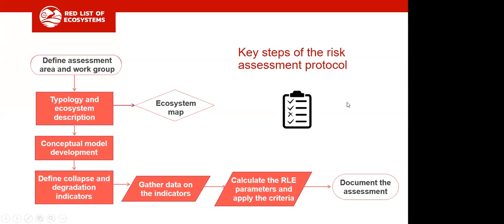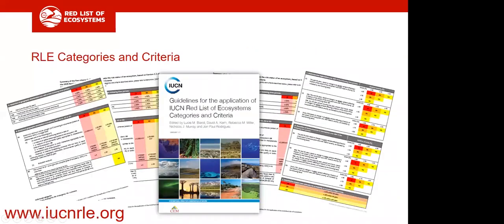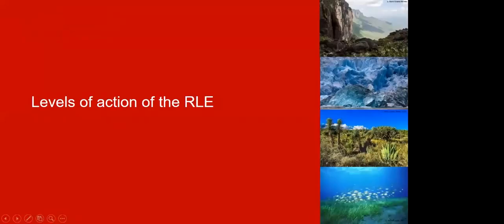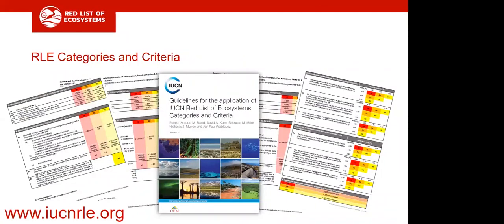I can't go into detail over that today, but there are a lot of resources available through the IUCN RLE website, IUCNRLE.org. The main document that you can look at is the Guidelines for the Application of the Red List of Ecosystems Categories and Criteria, version 1.1. That has the step-by-step details of how to conduct an assessment.